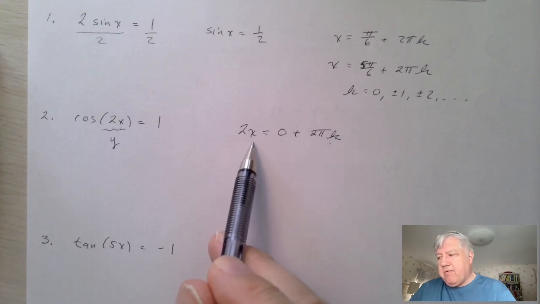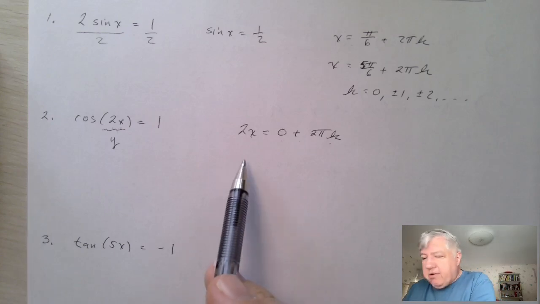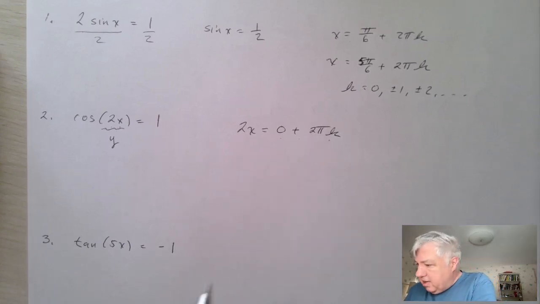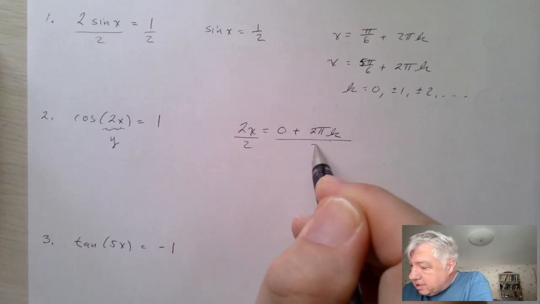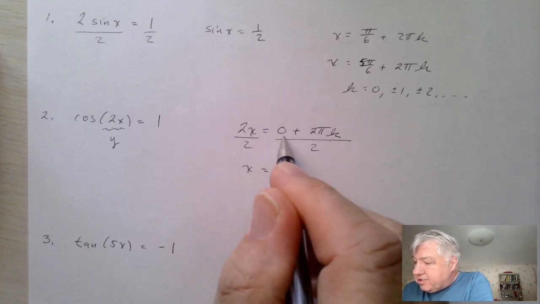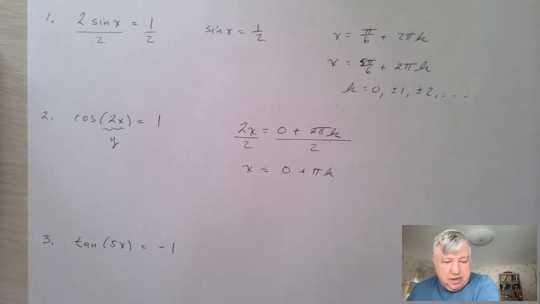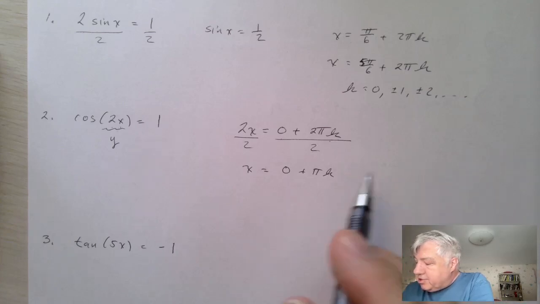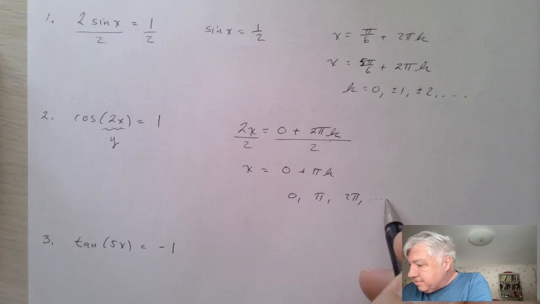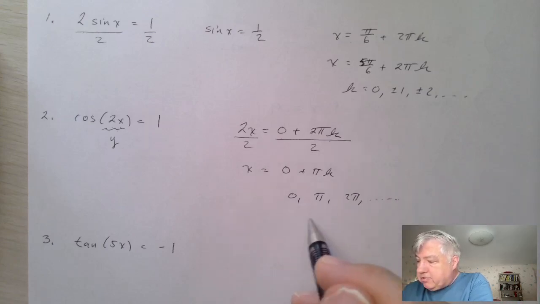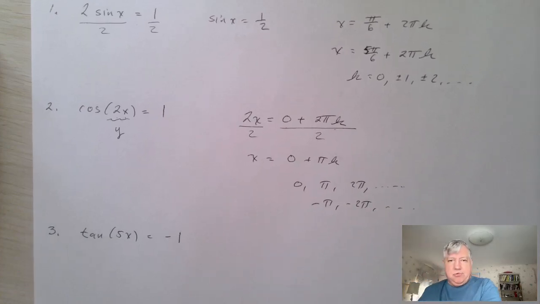If we don't want to do this, we could just call this 2x. We don't necessarily have to bring in a new variable. But now we would just solve for x. We can divide everything by 2. And so x now is going to be 0 divided by 2, which is still 0, and then this is pi k. So for solutions like this, we'll have 0, pi, 2 pi, and so on. Also we get negative pi, negative 2 pi, and so on. So those would be all the solutions there.